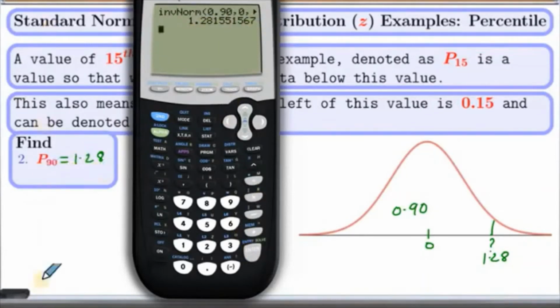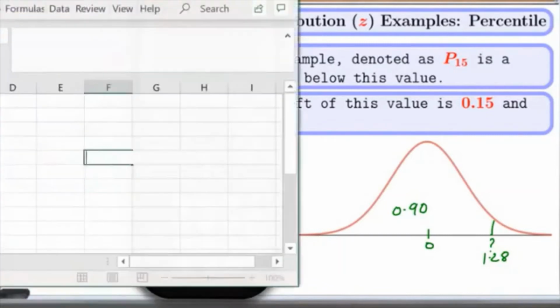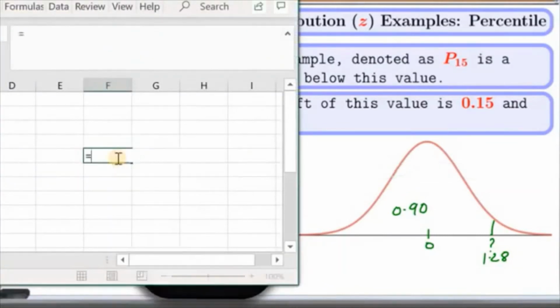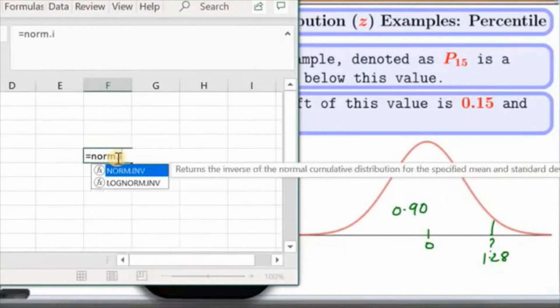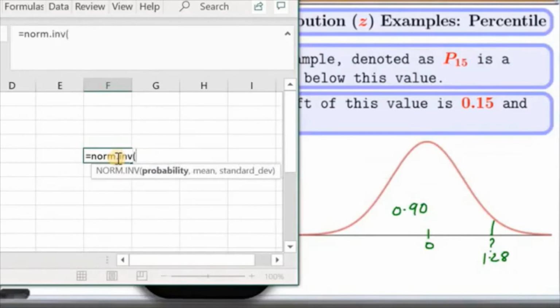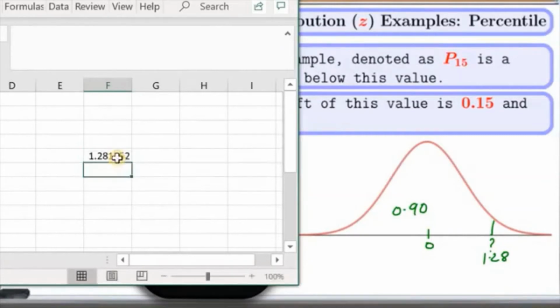Now let me show you how to find P90 in Excel. For that, type in equals, then type in norm.inv, then put your parentheses. Your area to the left here is 0.90, then your mean is 0 and your standard deviation is 1, then close your parentheses, then hit enter. So we got this number here, and this is exactly what we got using calculator and also table. Now let's work on another problem.